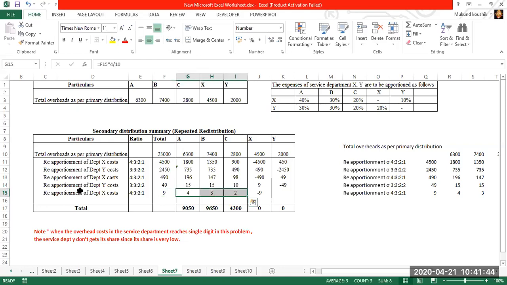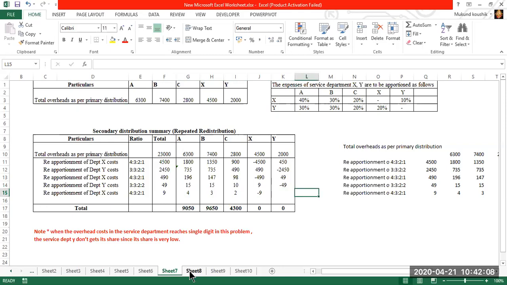4 plus 3 it will be 7, 7 plus 2 it will be 9. That means you have already allocated. That means department Y is not going to get any share. Otherwise you can do it in an alternative way. That means you will get 1 here, and that one again you can give to the production department itself in the next step. That is also possible. So don't get confused. So this is how we have to do secondary distribution.